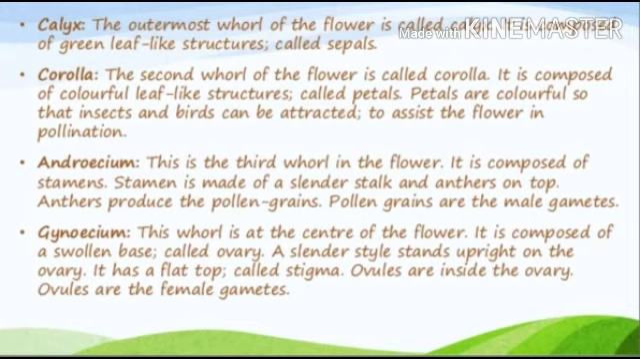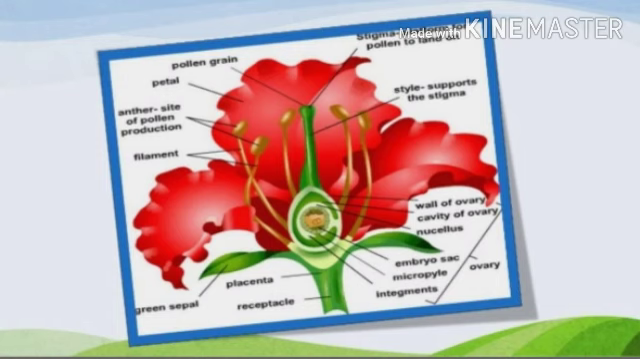Next is the gynoecium. This whorl is at the center of the flower. It is composed of a swollen base called ovary and a slender style that stands upright on the ovary. It has a flat top called stigma, and ovules are present inside the ovary, and ovules are the female gametes. Gynoecium is basically the female reproductive part and androecium is the male reproductive part. This is the typical flower structure.